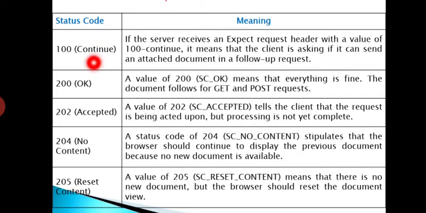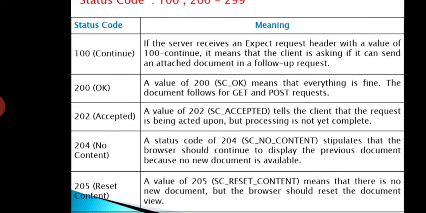200 is OK. The status line you receive is SC_OK, which means that everything is fine, so the document follows either a GET or a POST request. 202 Accepted. A value of 202 is SC_ACCEPTED, which tells the client that the request is being acted upon but processing is not yet complete.